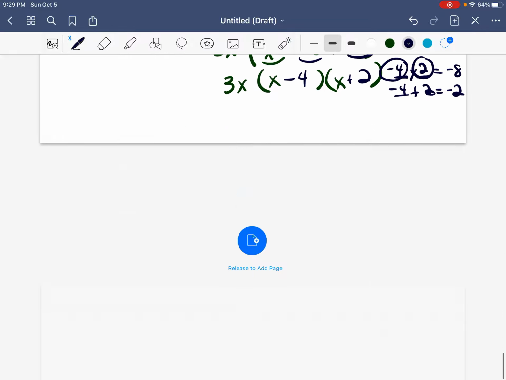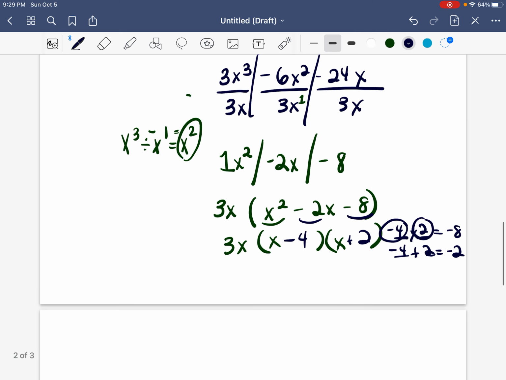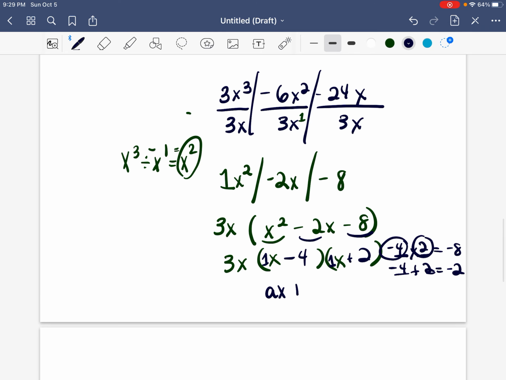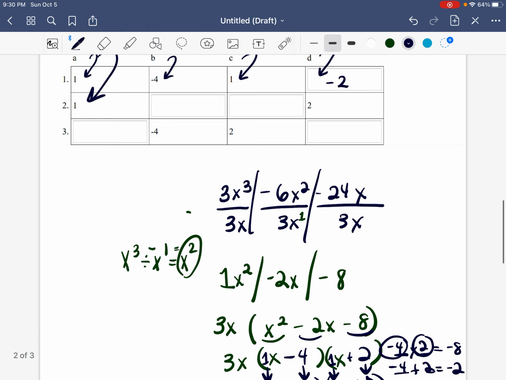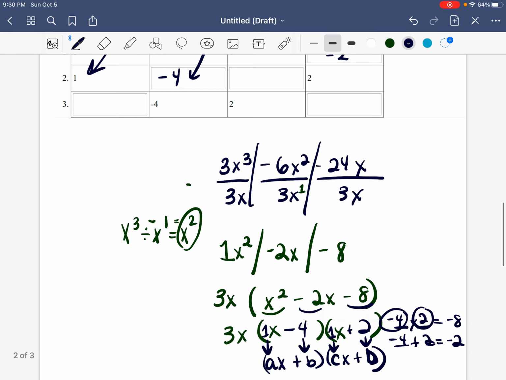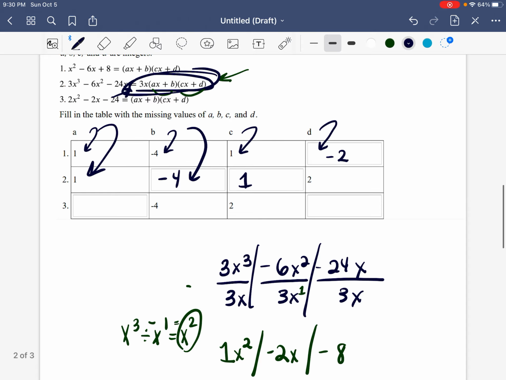But again, we want to make sure that we write it the way that they have it written here. Ax plus b, cx plus d. So we want to go ahead and put in our coefficients. Or let's put in those invisible ones. And now we have ax plus b. And then we have cx plus d. So a would be 1, b would be negative 4, c would be 1, and d would be 2.